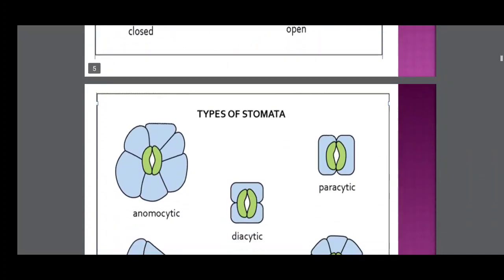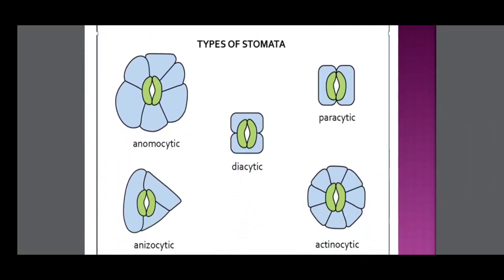What happens? Types of stomata. There are 5 major types of stomata available: anemocytic, anisocytic, diacytic, paracytic, actinocytic. These are the 5 major types. First of all, the anemocytic.